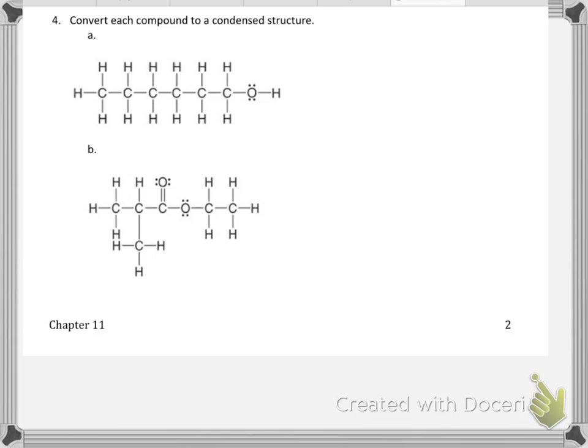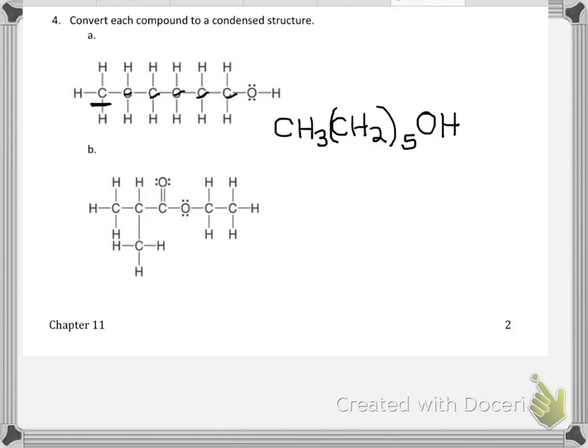Now another thing they ask us to do is convert compounds into condensed structures. That's where we bring all the hydrogens next to the carbon together. So I'm starting with this carbon here, CH3, and then CH2, I have it 1, 2, 3, 4, 5 times. So then you can put a parentheses and put a 5, because there's 5 CH2s. And then I would have an O and an H.